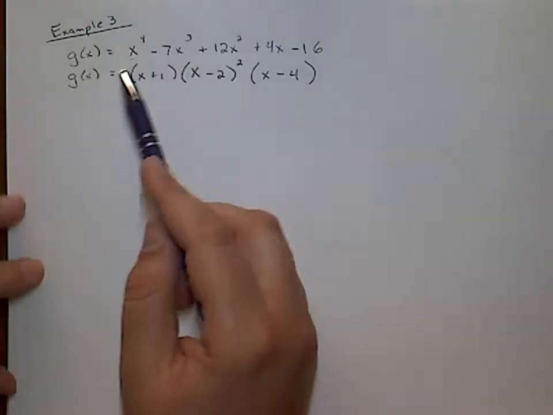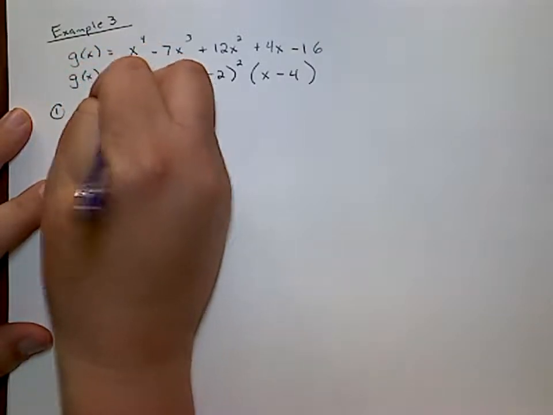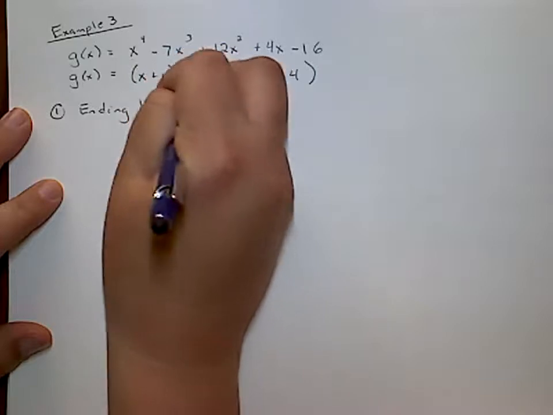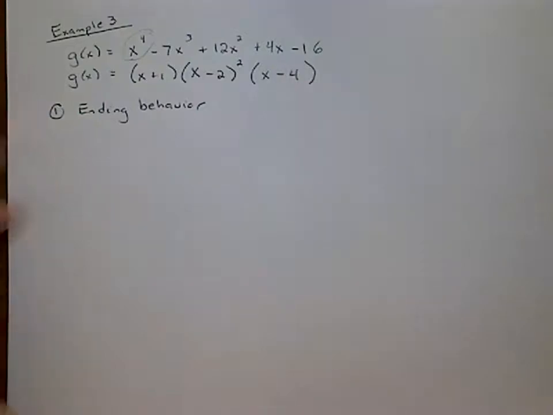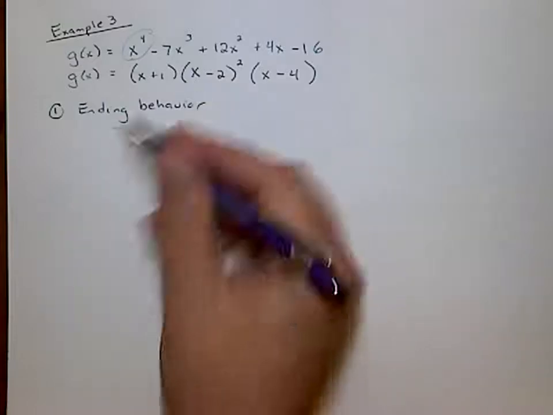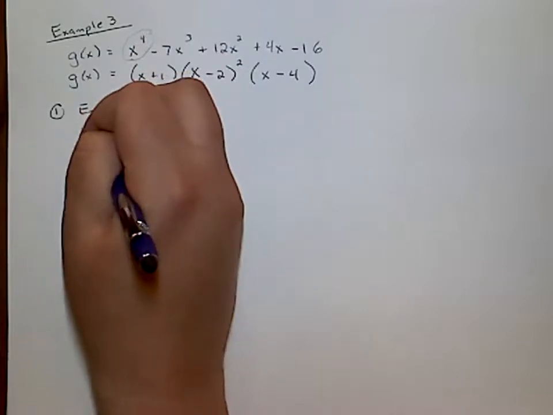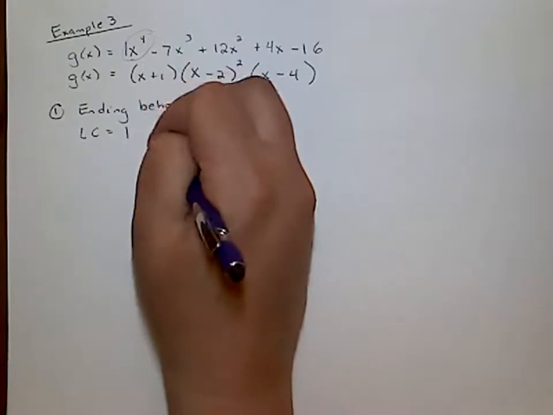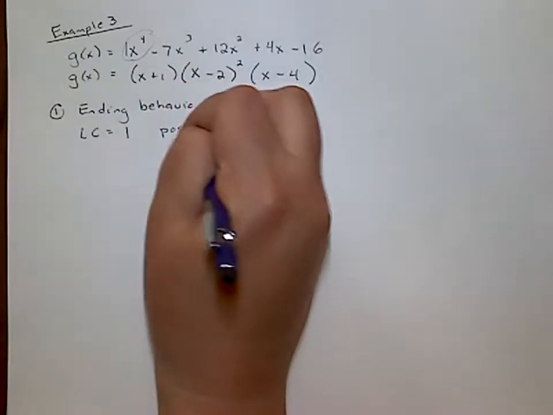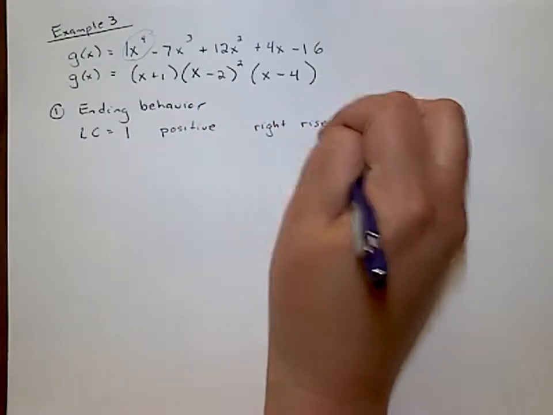Okay, so let's start by looking at the ending behavior of this graph. The ending behavior is based off of x to the 4th. We want to look at the original polynomial for that. So we look at the x to the 4th and realize that the leading coefficient of that is a 1. So 1 is a positive number. So that means that our right side rises.